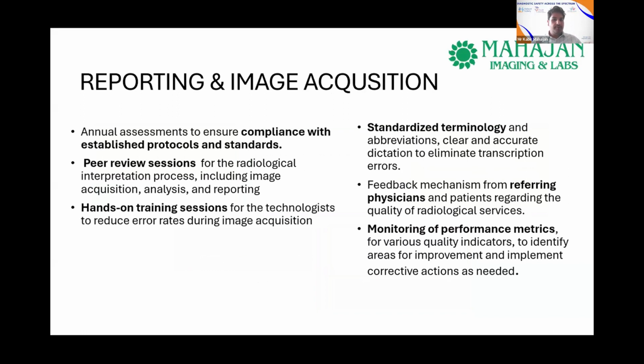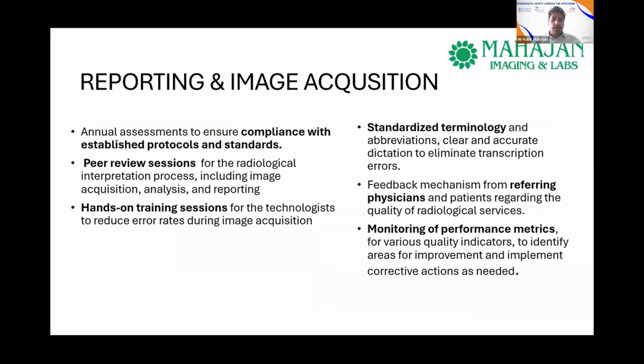This is something we take very seriously, especially with NABH guidelines as well. We have cleared more than 50 audits in the last few years without any major non-conformities. So we are very proud of that.